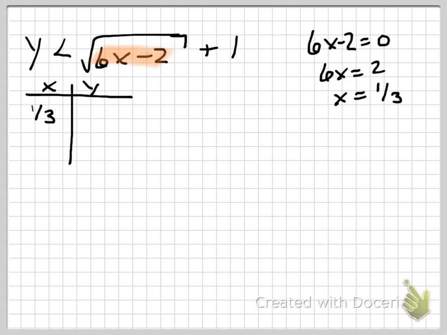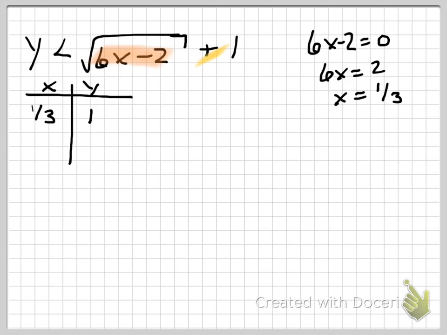Now, here's where we don't get 0 in the y. When I put 1/3 in, I get 0 in this orange area. 6 times 1/3 is 2. 2 minus 2 is 0. But 0 plus 1 is 1. Okay? Any superfluous numbers outside the root sign are going to change that 0 that you've been getting for the first few examples. Okay? So my born-on point is going to be 1/3 comma 1.